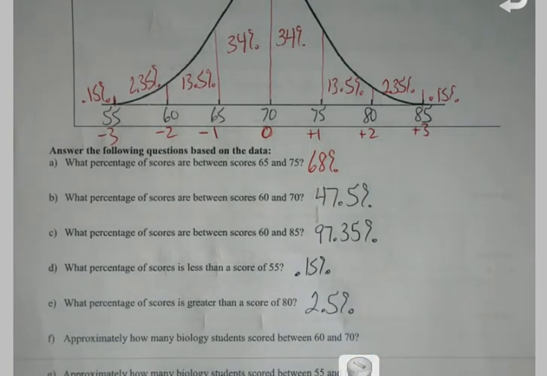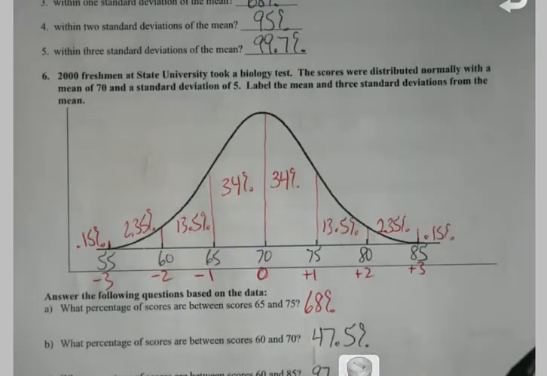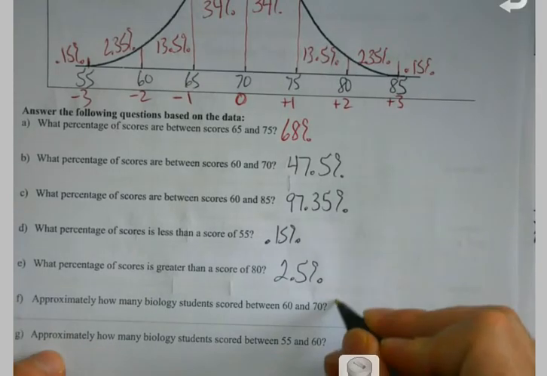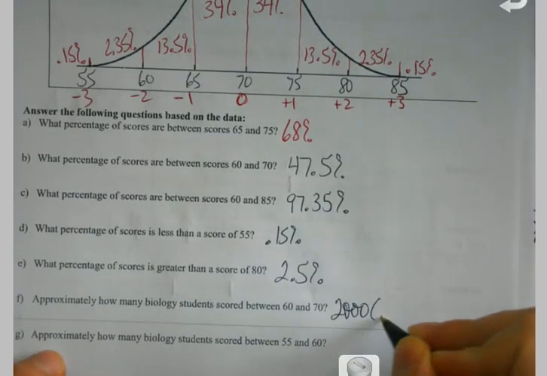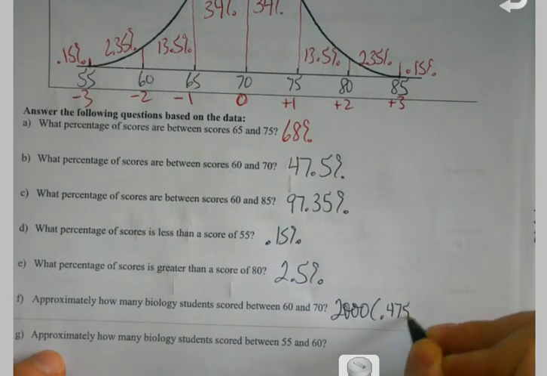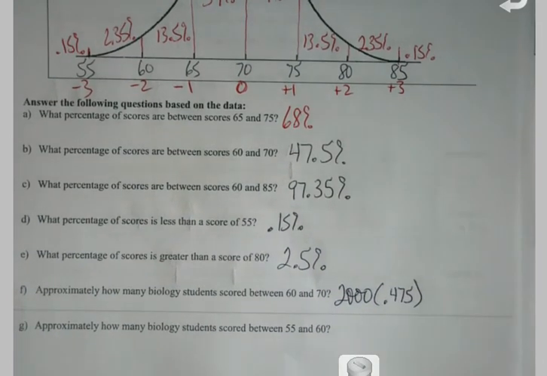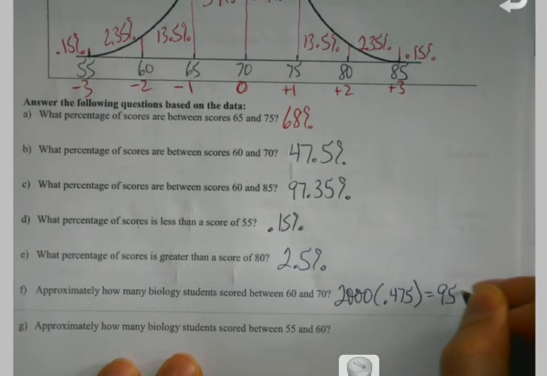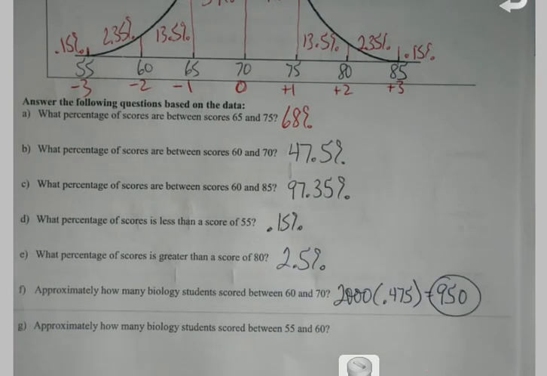How many biology students scored between 60 and 70? Well, we know it's 47.5%, but there were 2,000 people that tested. So I'd have 2,000 times 47.5% as a decimal. Don't forget the decimal part of your answer is not going to make any sense. So nearly half of them got between 60 and 70.